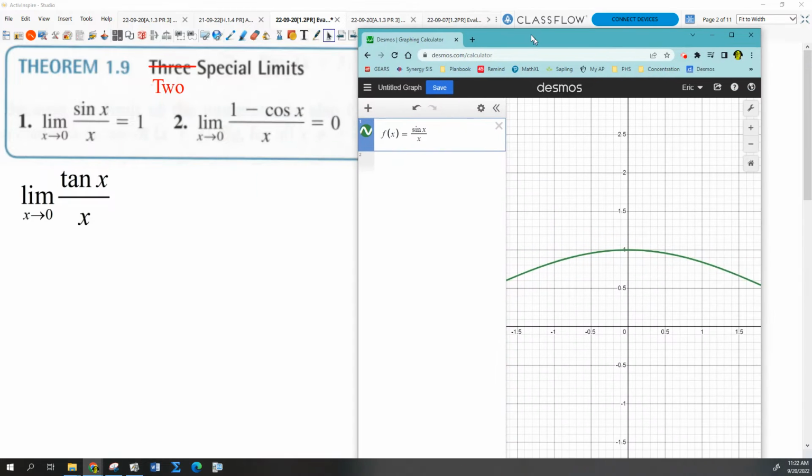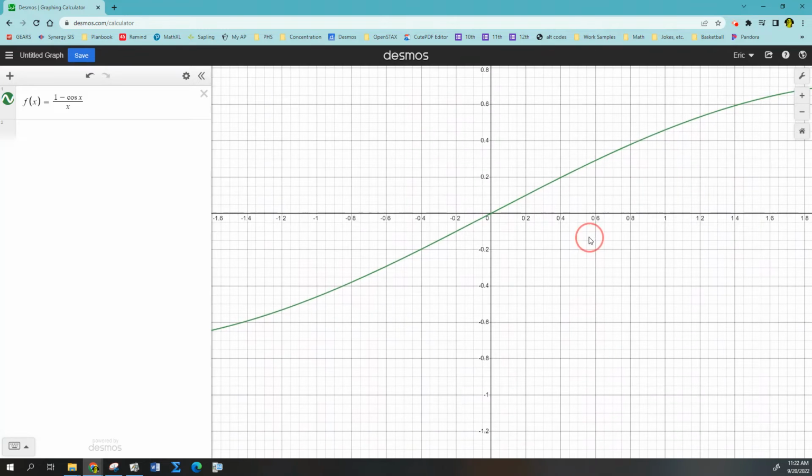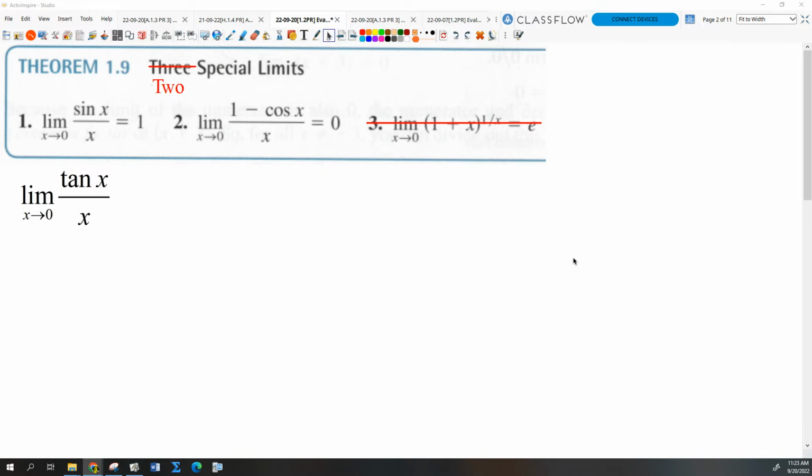And we could even show the other one, 1 minus cosine x over x is 0. Yeah, okay, if we look at this one, as x approaches 0, it's undefined, right? But pretty clearly it's approaching y equals 0. So we get those two special limits that we can rely on. Those are ones you just kind of have to memorize.